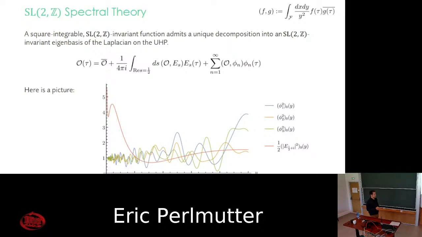So these curves look rather different, and the main message is that the cusp form piece is this sort of chaotic piece of the decomposition, and the Eisenstein piece is this smooth piece.